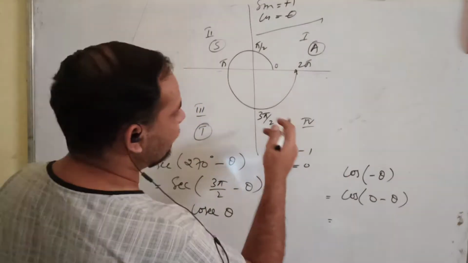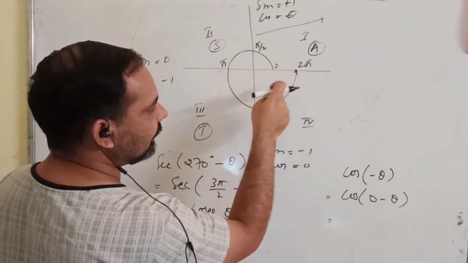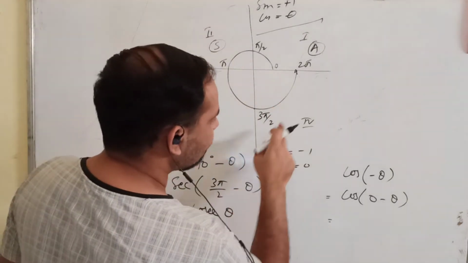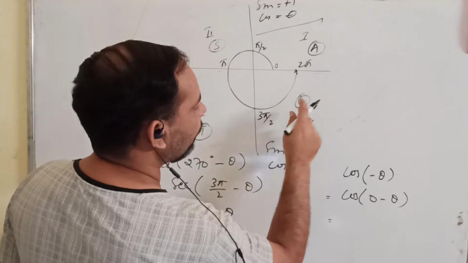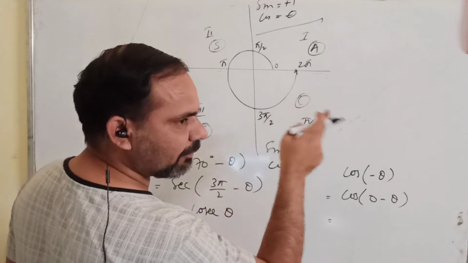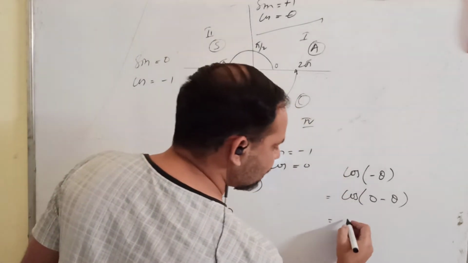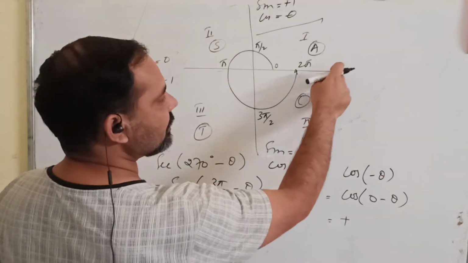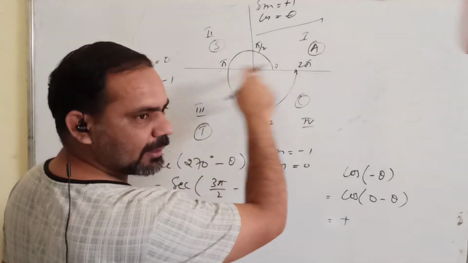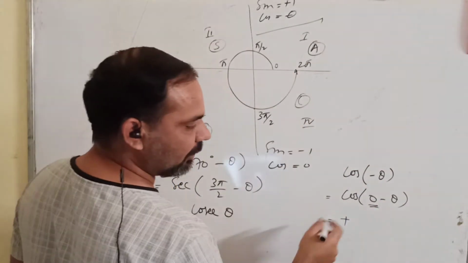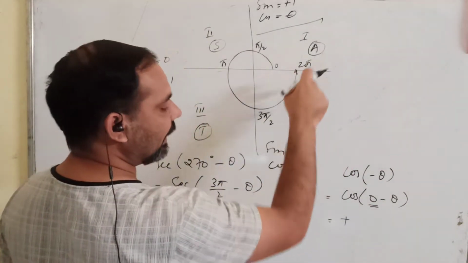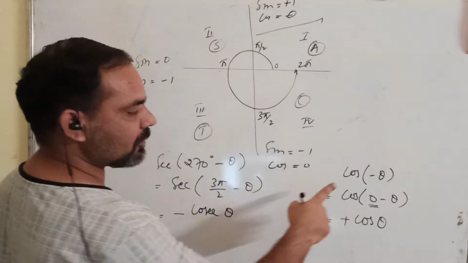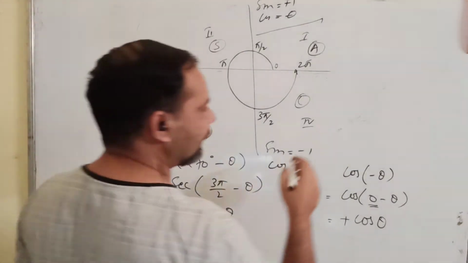So cos 0 minus theta. Now 0 is here, minus theta means it will be the fourth quadrant. In the fourth quadrant, only cos and sec were positive, others are negative. So cos is positive, so plus. Now 0 is on the x-axis, and there is no change when the x-axis is involved. So cos will remain cos only. So cos of minus theta is plus cos theta.